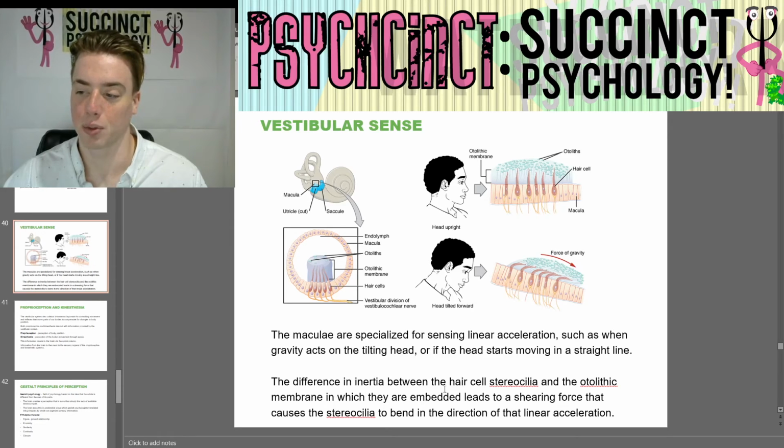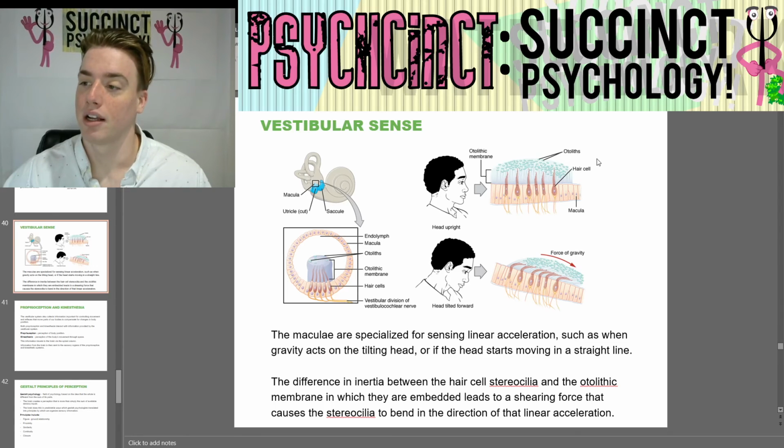Difference in inertia between the hair cell stereocilia and otolithic membrane in which they are embedded leads to a shearing force that causes the stereocilia to bend in the direction of the linear acceleration. So here you have the head tilted forward. It's causing the stereocilia to bend forward because of the force of gravity, whereas when your head is upright, like mine is right now, they stay level.